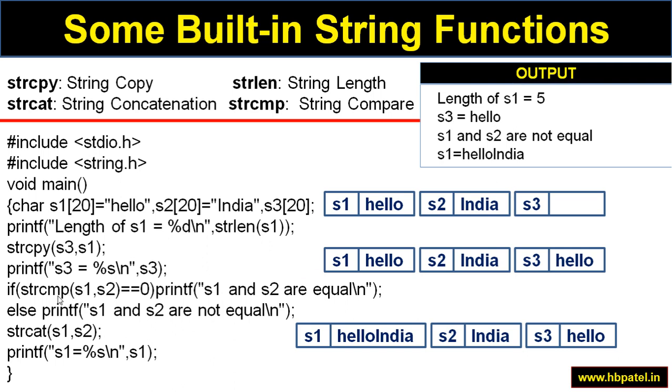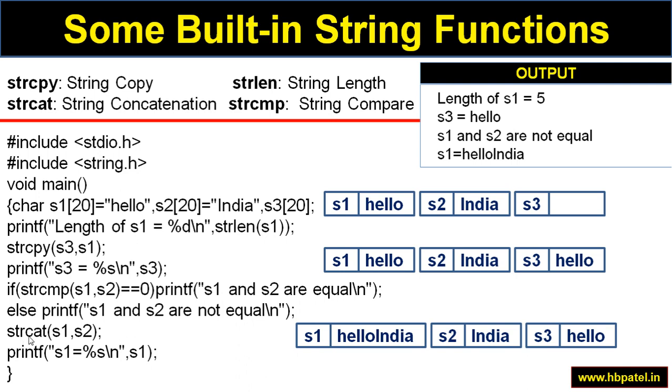Then when I compare strcmp S1 comma S2, in S1 hello, in S2 India. So S1 and S2 are not same. In that case it will not result into 0. It will come to else and it will print S1 and S2 are not equal.